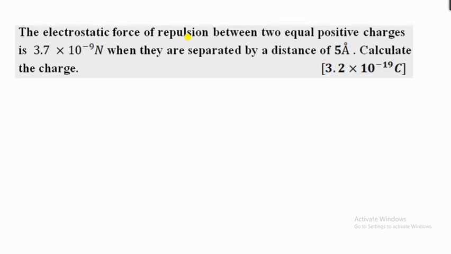So out here the electrostatic force of repulsion between two equal positive charges is given. That means force is given and distance is given. You have to calculate the charge, and they are saying two equal positive charges, so you can use Q1 is equal to Q2 is equal to Q, and the distance between them is 5 Angstrom. Angstrom means 10 to the power minus 10 meter, so 5 into 10 to the power minus 10 meter. So now you can easily calculate Q because force is given and distance is given.